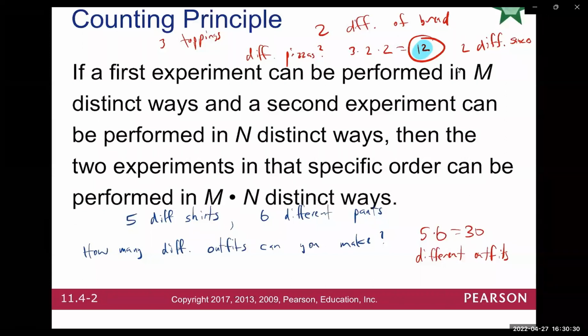All right. Sample point. A sample point is each individual outcome. So this is a sample point. This is a sample point. So there's 12 different sample points. So you can choose any sample point of the 12.